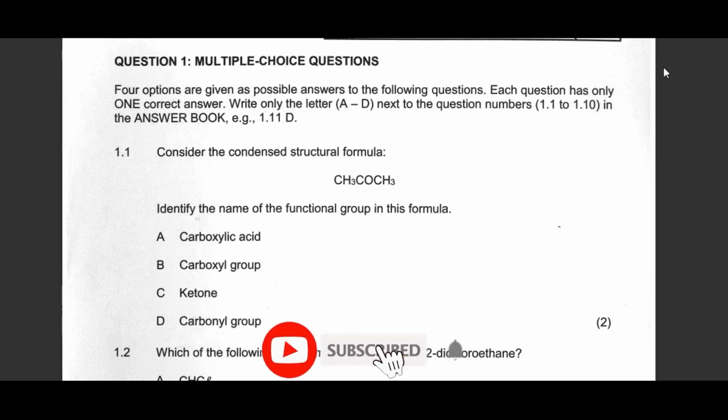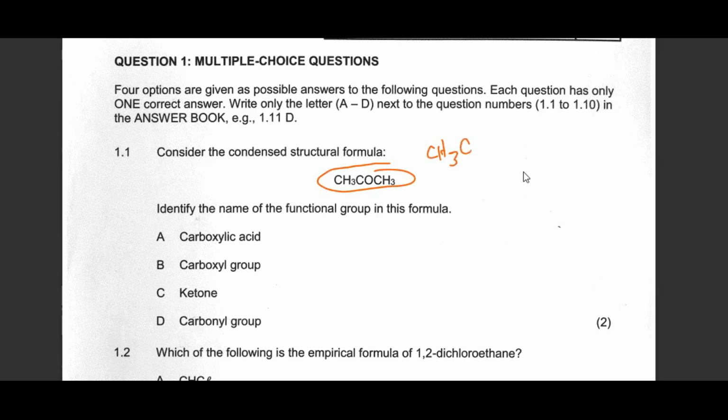They're saying consider the structure formula below. If you look at this structure formula and expand it, you'll find out that it is CH3, C double bond, and then CH3. So they're saying structure formula: identify the name of the functional group in this formula. If it is a carboxylic acid, it's supposed to have at least that. If a carboxylic acid or ester, we don't have that.